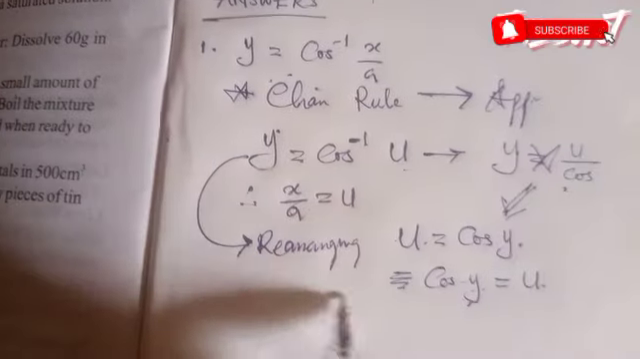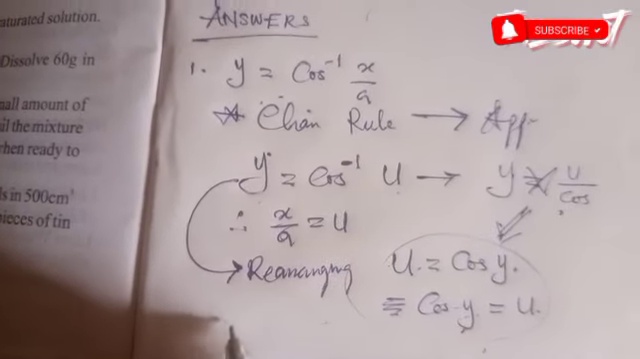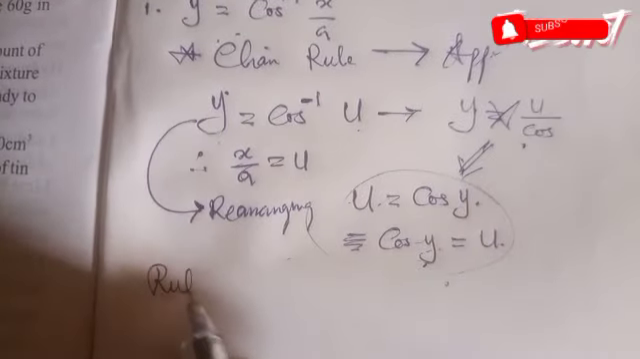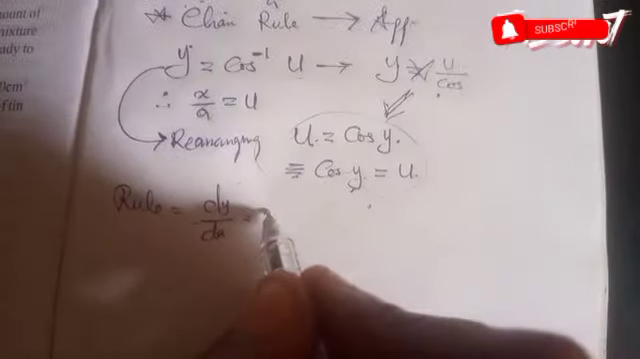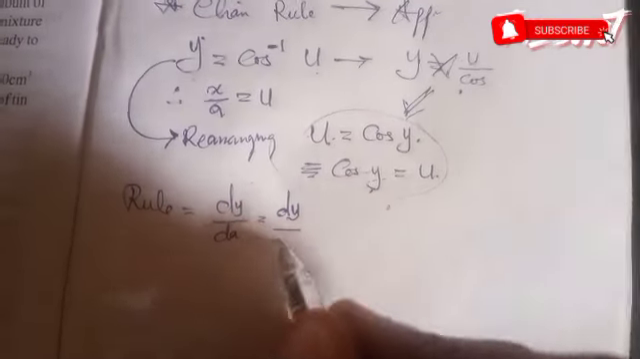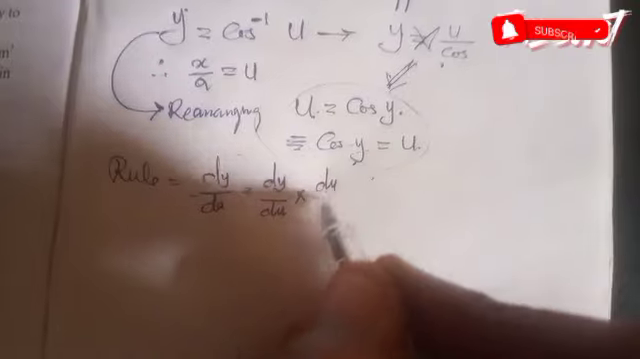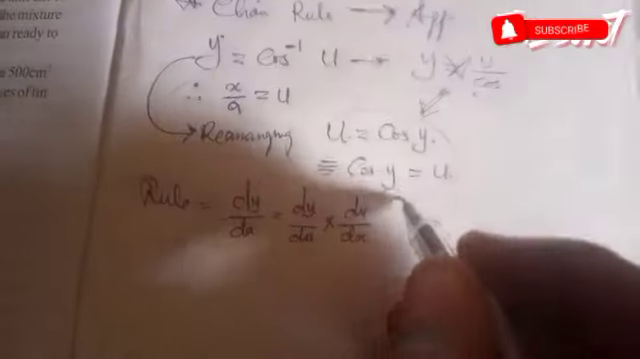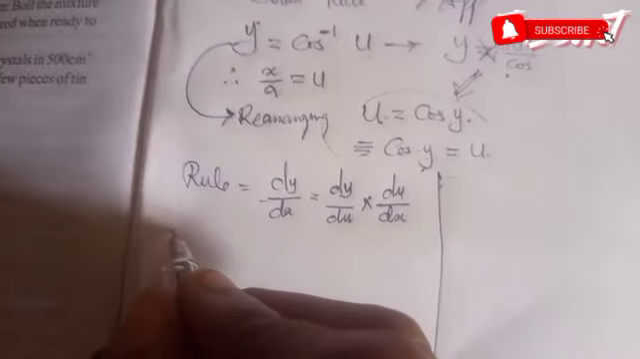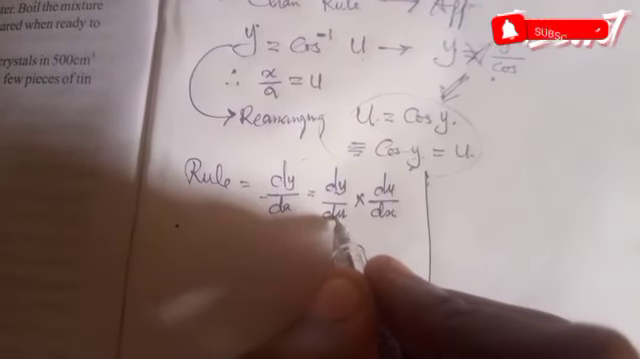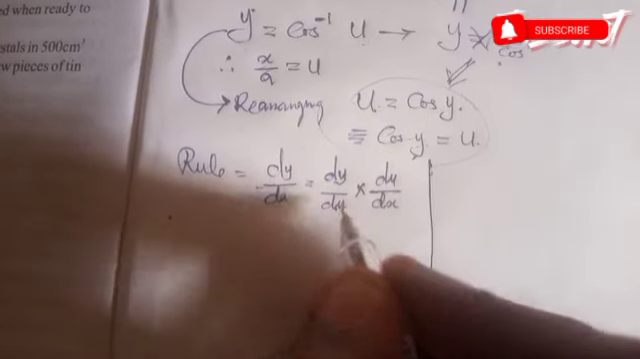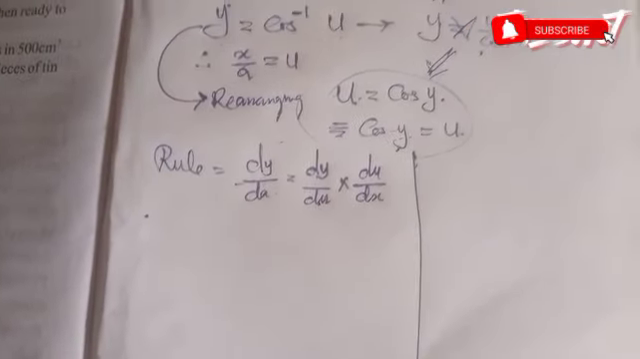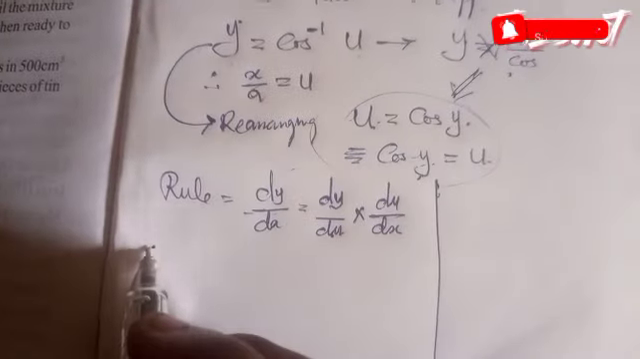Having rearranged your question this way, the chain rule says dy dx equals, since we've introduced another variable, dy du times du dx. So this is the formula. What we need to first do is find dy du. What is our dy du?